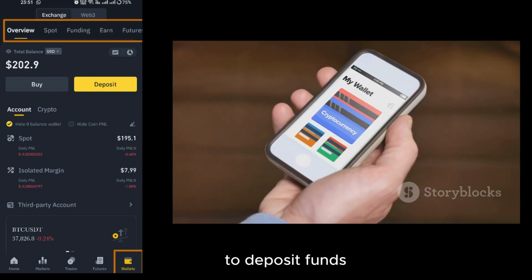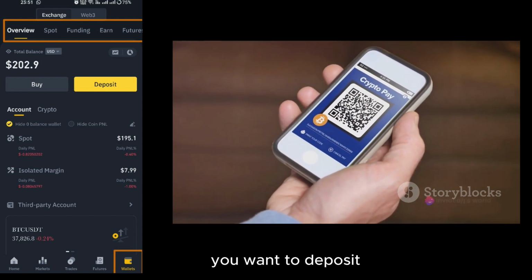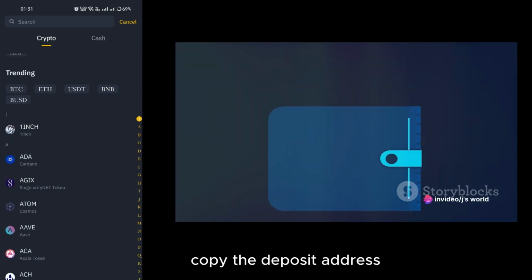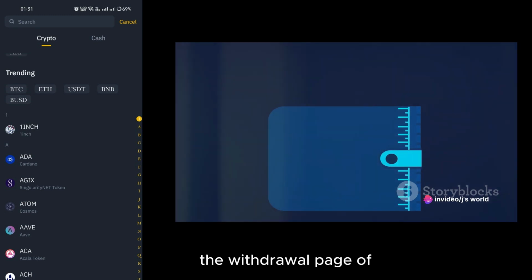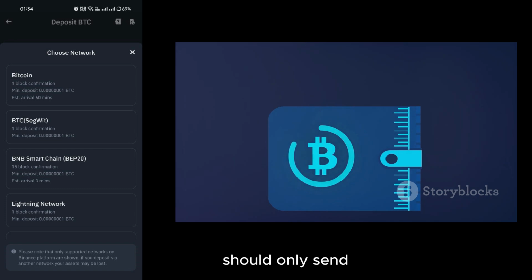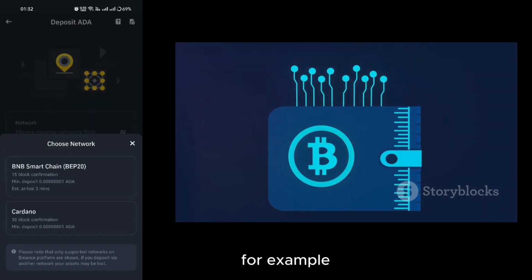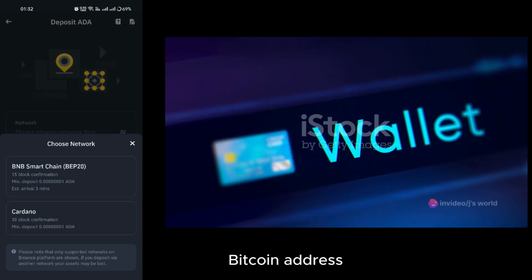Firstly, to deposit funds, click on the deposit option. Choose the cryptocurrency you want to deposit, copy the deposit address, and paste it into the withdrawal page of the platform you're sending the funds from. Remember, you should only send the specific type of cryptocurrency to the address. For example, only Bitcoin should be sent to a Bitcoin address.